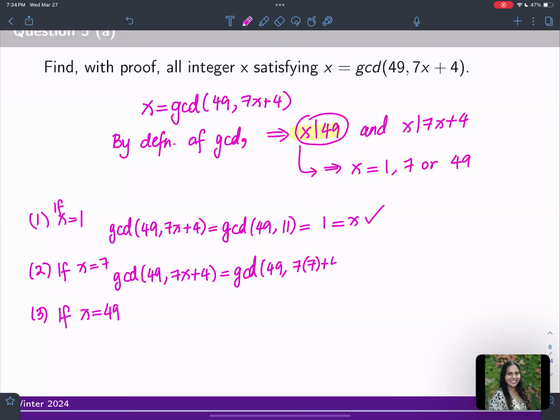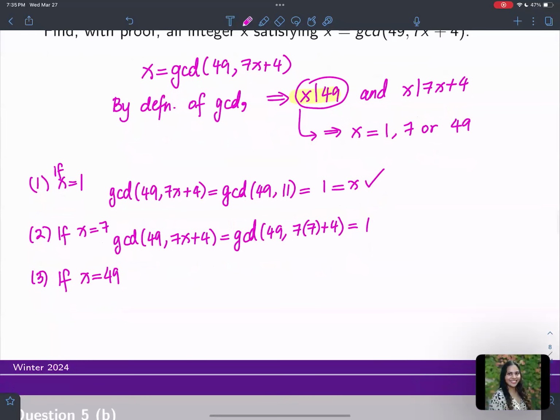Now if x equals 7, the GCD of 49 comma 7x plus 4 becomes the GCD of 49 comma 7 times 7 plus 4. I don't even need to compute this. Does anyone know what the GCD of these two numbers is, without even finding out what the second number is? Yeah, it is 1. Now, how did I know that? One way is you can find it: it's 49 and 53 and the GCD is 1. Does anyone know another way I can find it's 1 very easily?